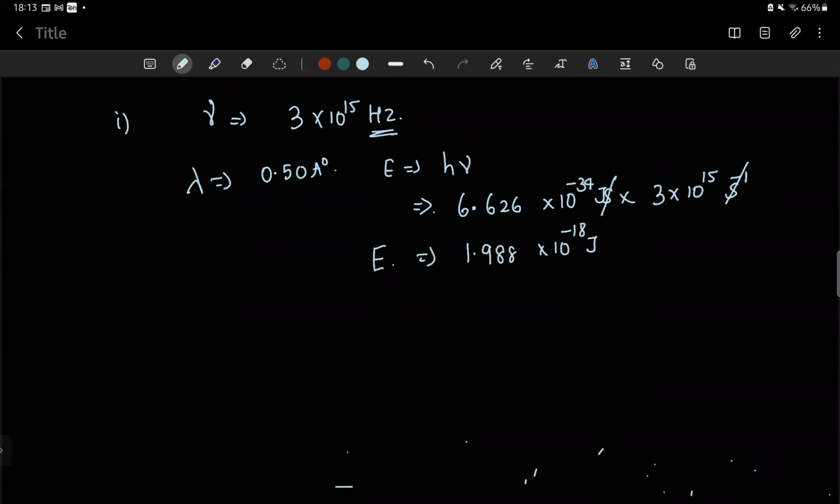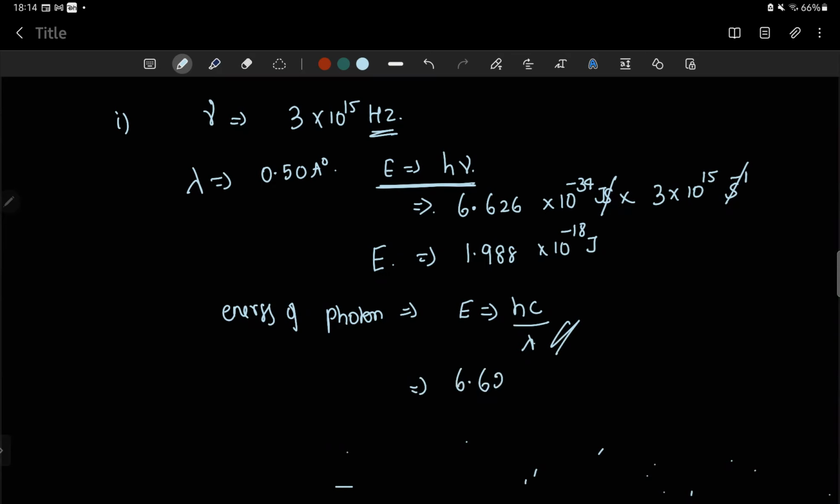Next, we need to calculate the same thing by substituting the wavelength. How can we calculate it? E is equal to hc by lambda. See, if they have given the frequency, you can go for this formula: E is equal to h nu, where nu is your frequency. If they have given the wavelength, you can go for the other formula. With both, you can easily find the energy of the photon. No inhibitions.